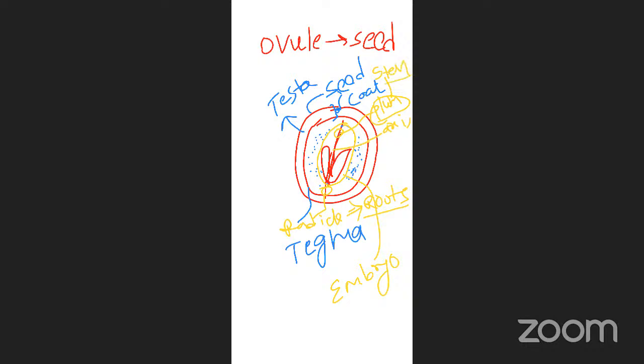So this is about the embryo. These two are called cotyledons. The portion of the embryo axis extended above the cotyledons is known as the epicotyl, and the portion below the cotyledons is the hypocotyl. So this is the embryo structure of the seed.